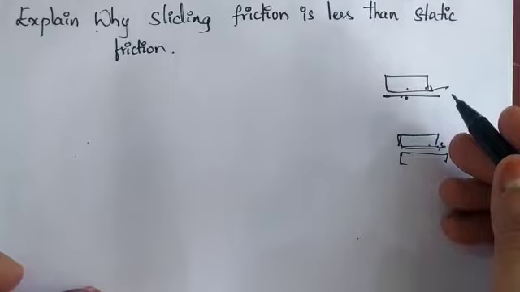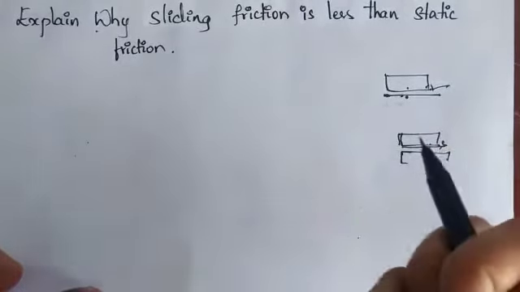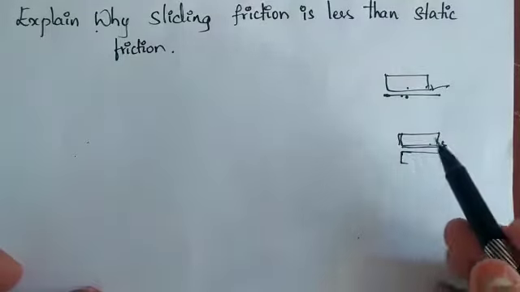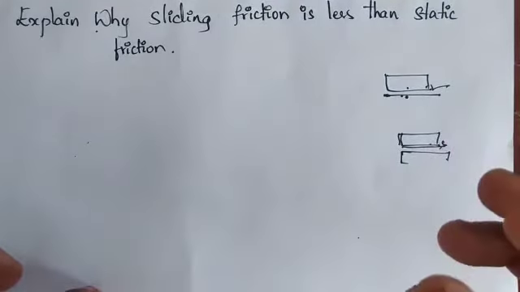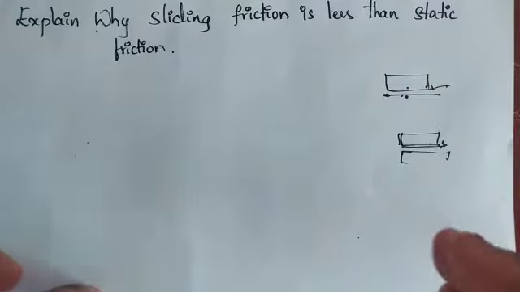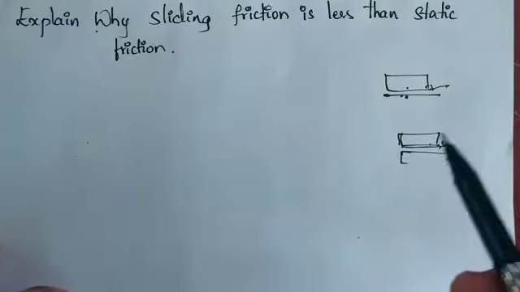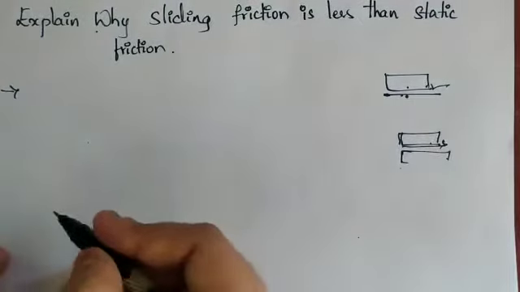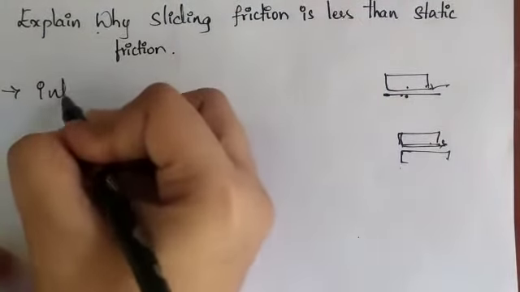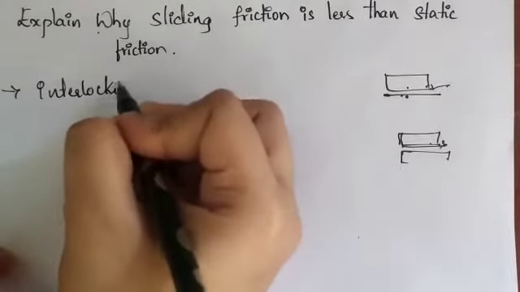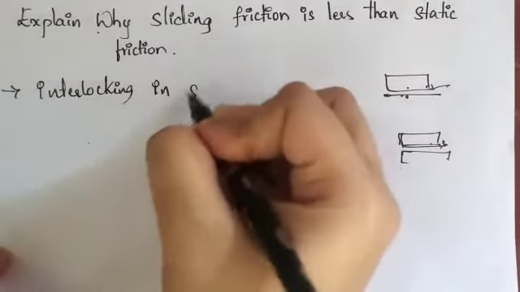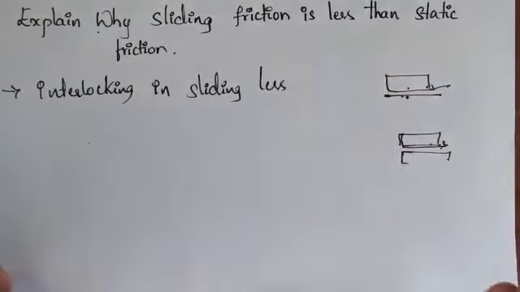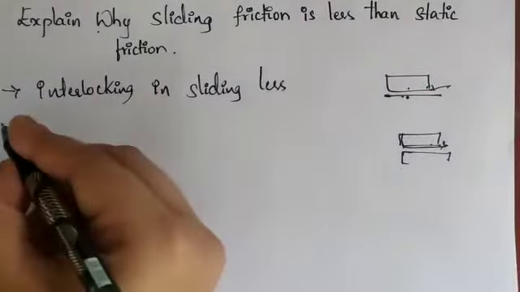Here it will be in rest position, so both will be in contact with each other in a very strong way. But in the case of sliding, the time for them to interlock is very less, hence interlocking is very less compared to static friction. So the first point we have to write is: interlocking in sliding friction is less compared to static friction. That is the first point you have to write.